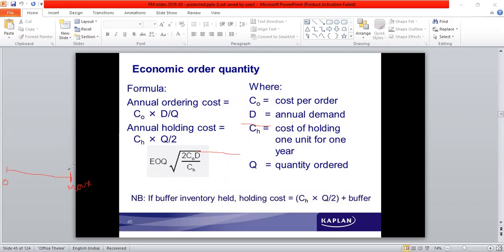So now, as the material is issued to the production process, we see the level of inventory keeps decreasing. When it keeps decreasing, the inventory levels are coming down. Can they afford to wait until the stock level reaches zero? No, they cannot.